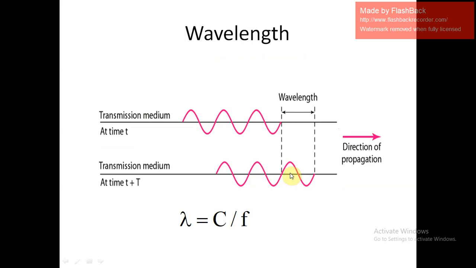Next we come to a simple relation, and we have learned all these things in school level physics: the relation between frequency and the wavelength. Wavelength is basically how far the wave propagates in one direction in one time period, and this relation shows lambda equal to c by f, where lambda is the wavelength, f is the frequency of the signal and c is the velocity of light, that is 3 into 10 to the power 8 meter per second. So you can face different types of small 2 marks problems from this.